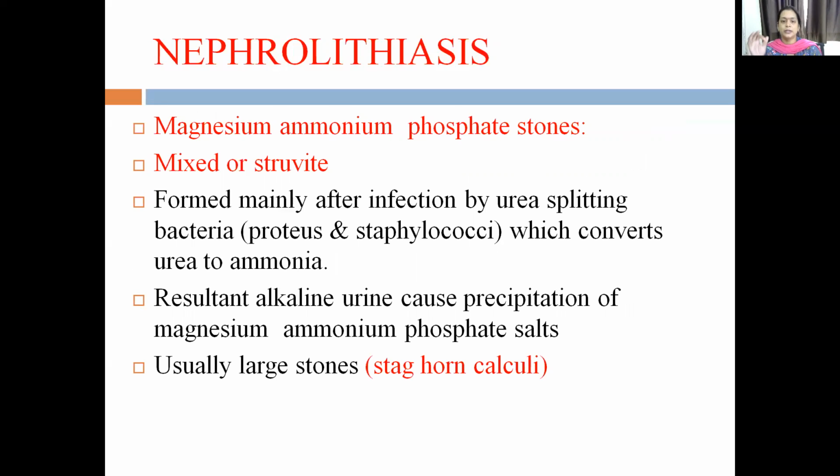So coming to the other stone, that is magnesium ammonium phosphate, a mixed struvite stone, usually forming large stones called staghorn calculi, which can actually occlude the renal pelvis. Renal parenchymal disease can be caused because of that occlusion. Because of that, it can be one of the causes of hydronephrosis. It is formed mainly after infection by urea splitting bacteria. The result is alkaline urine because of precipitation of what? Supersaturation of magnesium, ammonium, phosphate salts.